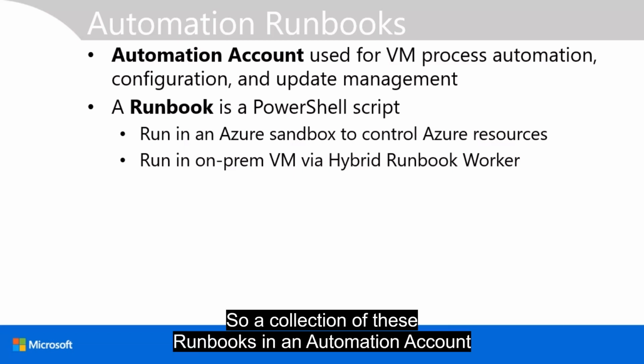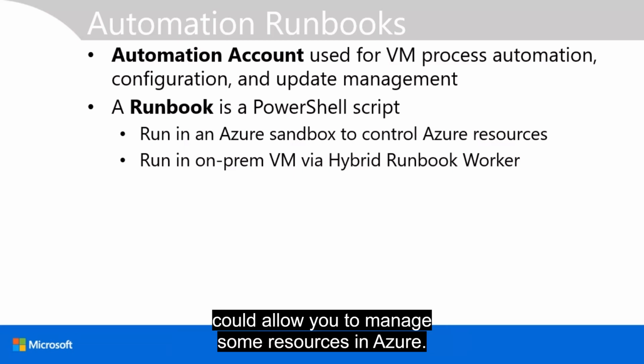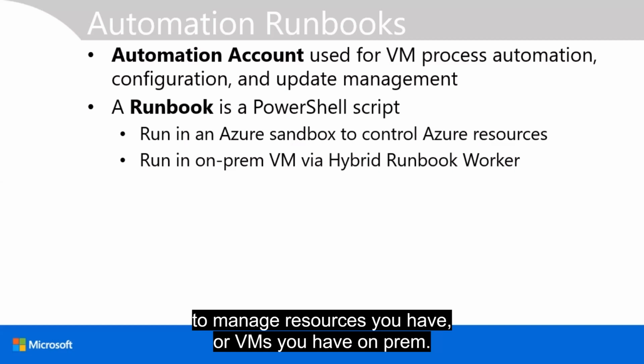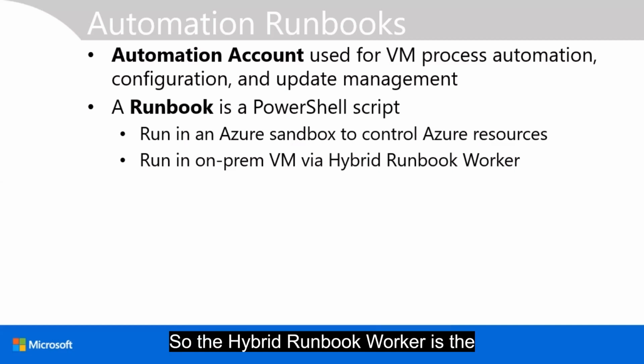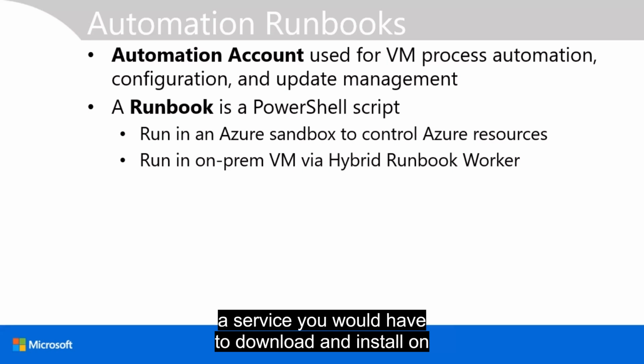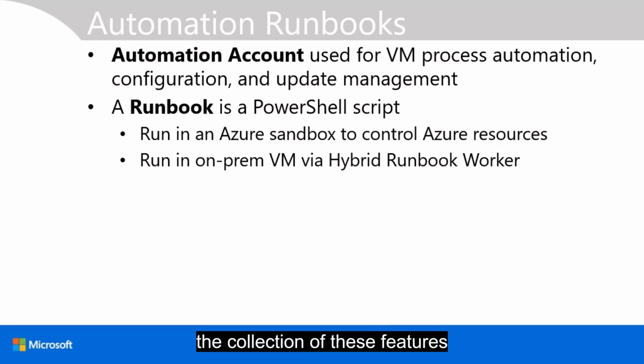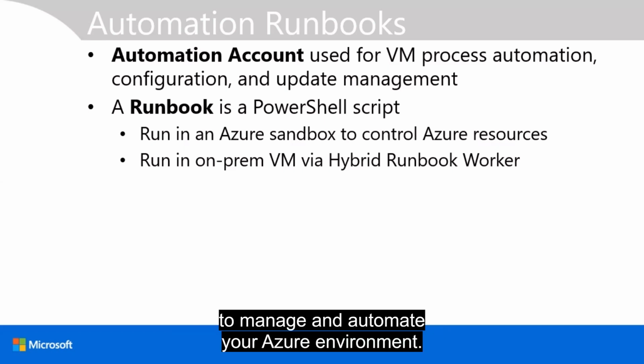So a collection of these runbooks in an automation account could allow you to manage some resources in Azure. It could also allow you to manage VMs you have on-prem. The hybrid runbook worker is a service you would have to download and install on on-prem VMs in order to push runbooks to them. But the collection of these features makes an automation account something that you can begin to use to manage and automate your Azure environment.